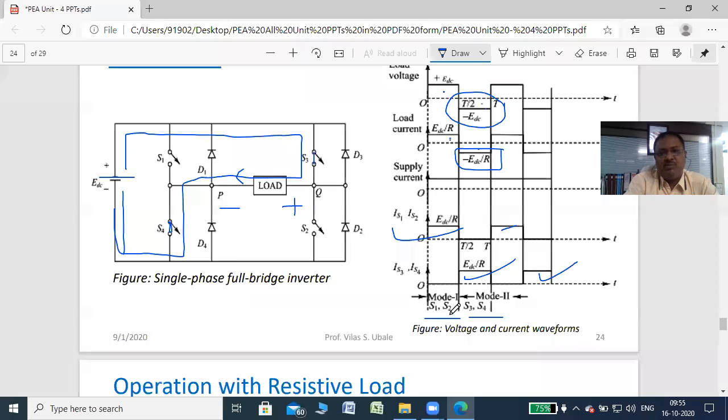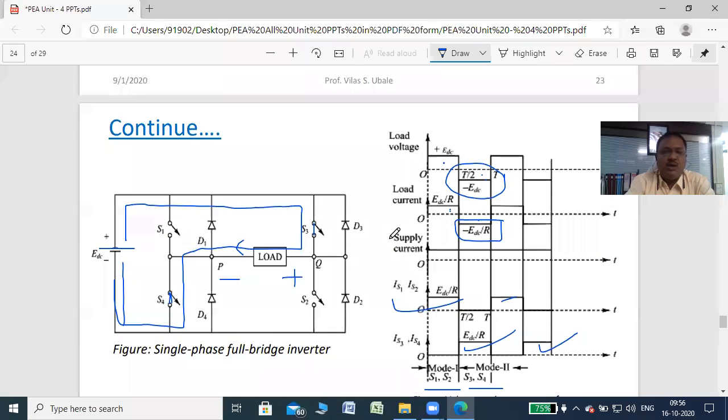Only two modes of operation, mode 1 and mode 2. Additionally, when S1, S2, S3, S4 are all on, at that time no current and no voltage will develop across the load, so the output voltage is equal to 0. That is case 1. Okay, and this is case 2, or you can say mode 1 and mode 2. In mode 1 or case 1, S1, S2 are on, and in case 2, S3, S4 are on. Okay, so there is no use of diodes D1, D2, D3, D4 with a resistive load.